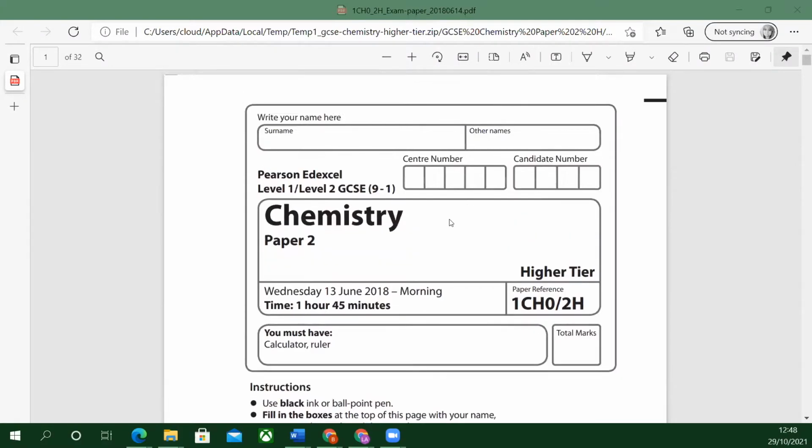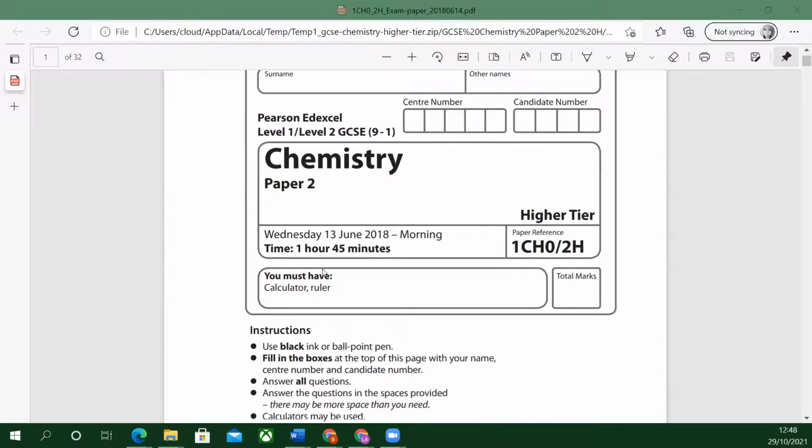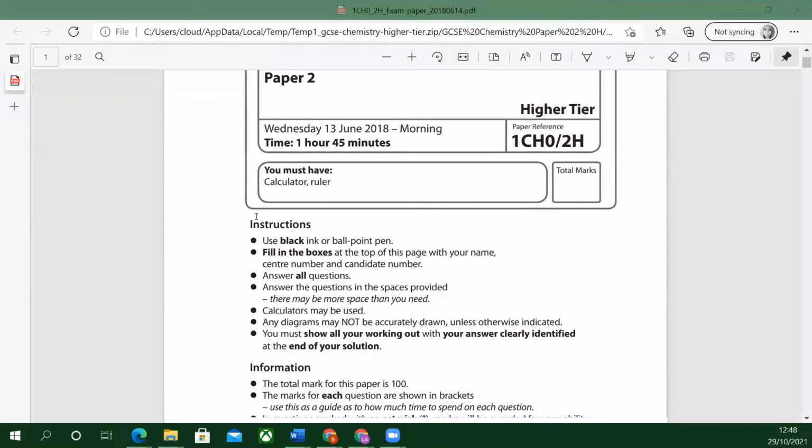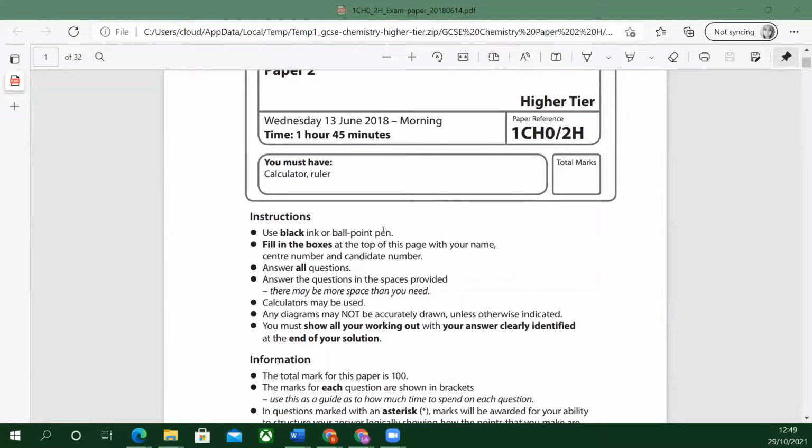So we've got paper 2. This is a past paper, so it's a full exam paper from June 2018. The time is 1 hour 45 minutes. It says you must have a calculator and a ruler because there might be graphs and there might be things to calculate. So you always need those. You always need a pen.